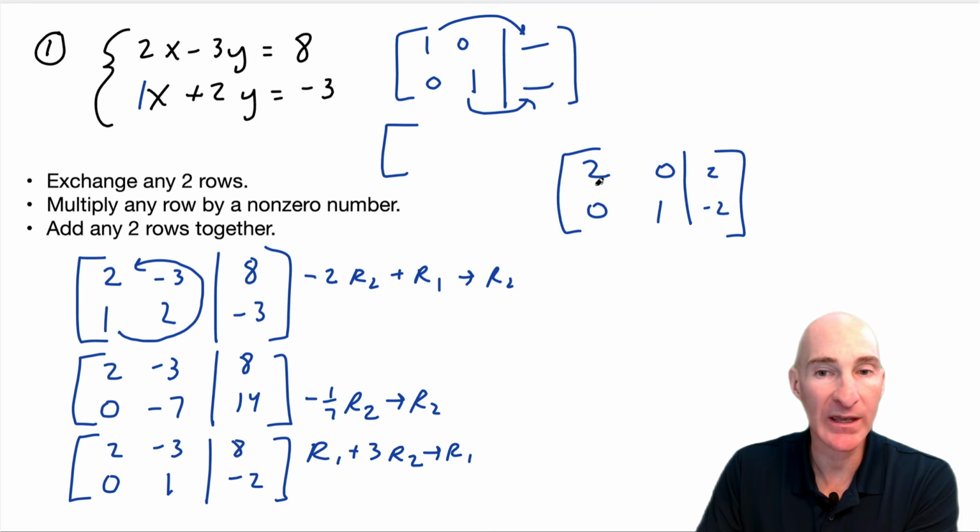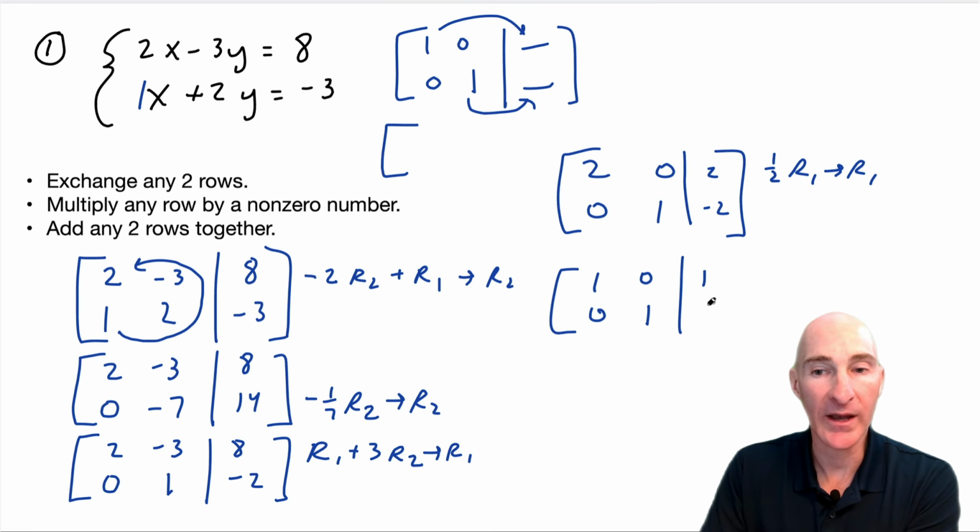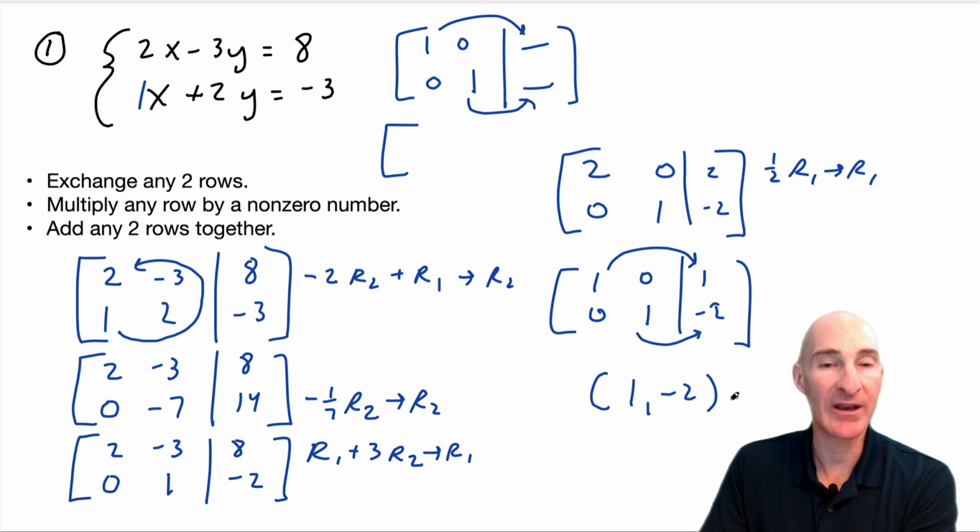Okay, and lastly we want to get 1 in this upper left-hand corner. So I'm just going to take 1/2 times row 1, and put the answer in row 1. I'm multiplying all these elements in that first row by a half. That's going to give us 1, 0, 1. And then we've got 0, 1, -2. What that tells us is that x is equal to 1 and y is equal to -2. We could write this as a coordinate, (1, -2).